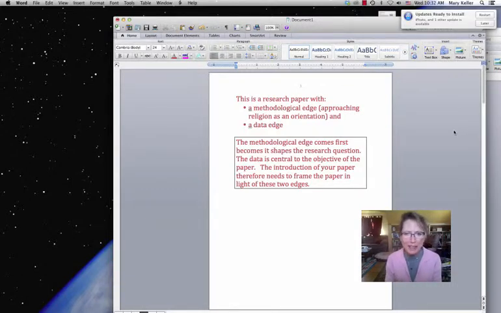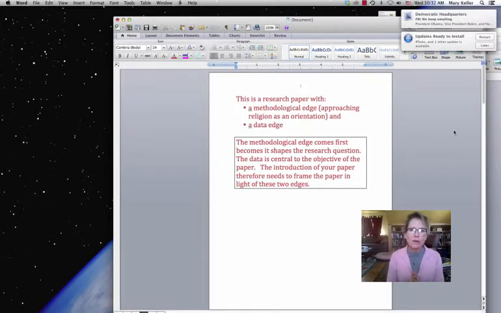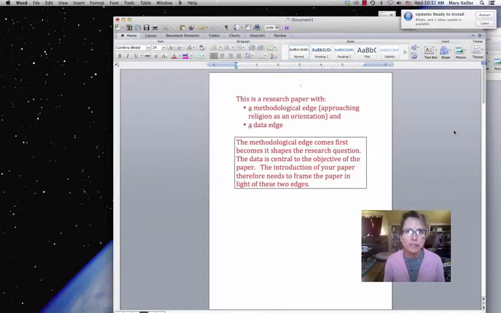I want to see that you guys have learned important elements of the historical and narrative process of African American religious culture. The introduction of your paper, therefore, needs to frame the paper in light of these two edges. So you want an introduction to your paper that invites the reader in and lets them know that these two edges are involved in your process.